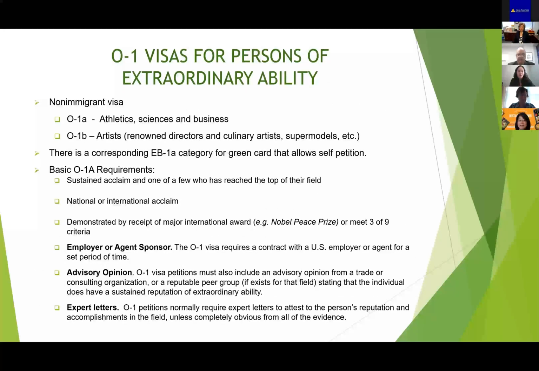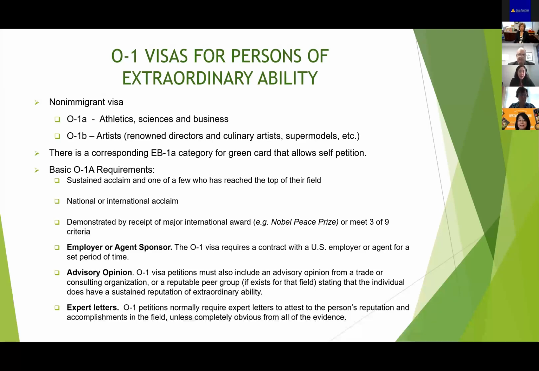The second is the O1 visa. For some investors or entrepreneurs, not many, but there are a select few, you may actually qualify. The O1 is the visa for persons of extraordinary ability. This is also a type of non-immigrant visa. Like the L1 visa category, there are two subcategories for the O1. There's the O1A, if you're a person of extraordinary ability in the fields of athletics, sciences, or business. And then there's the O1B, which I'm not going to go into detail on today, for well-known artists, and these can be renowned directors internationally, as well as culinary artists and international supermodels.